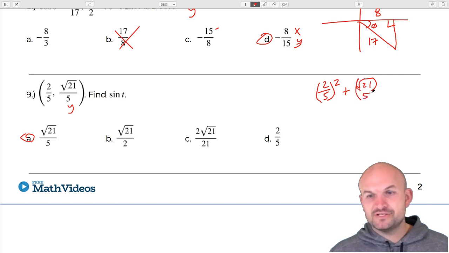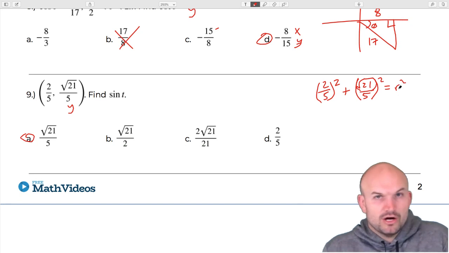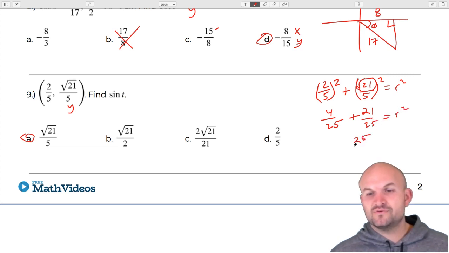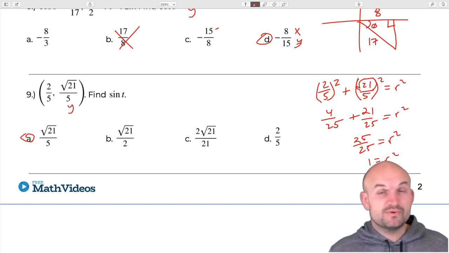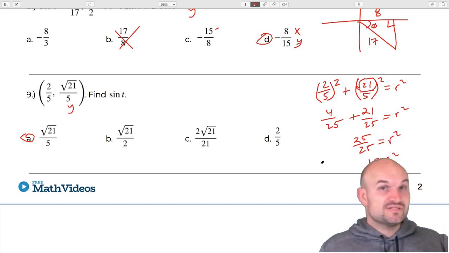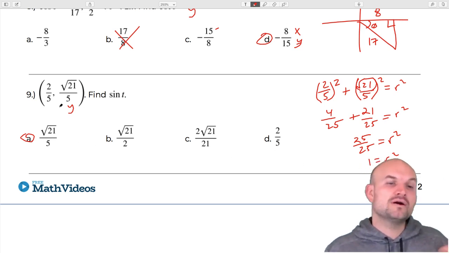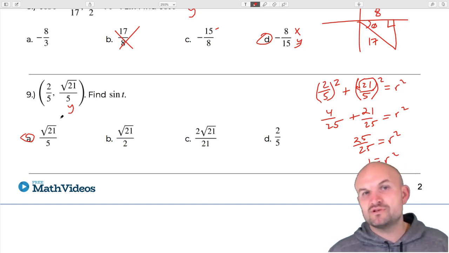If you use the Pythagorean theorem and you get a hypotenuse of 1, or you get r squared equal to 1, then you know r is 1, which is the hypotenuse, right? So 2/5 squared is 4/25, plus the square root of 21 over 5 squared is 21/25, equals r squared. Well, this becomes 25/25 equals r squared, which is 1 equals r squared. So we know r is equal to 1, right? Since r is equal to 1, that means this point is on the unit circle. So therefore, my sine of this function is going to be y.